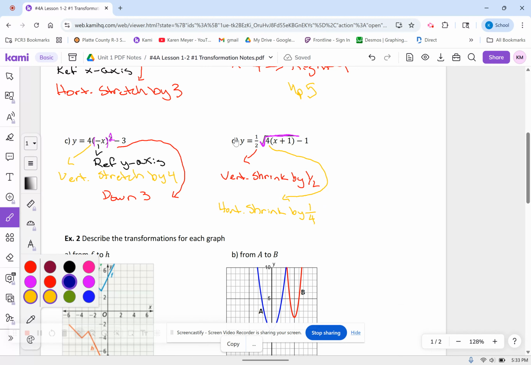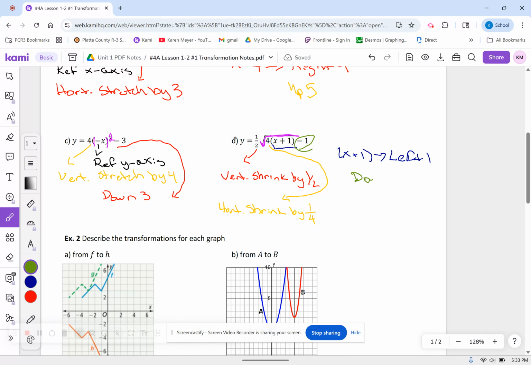Then the next thing I have is this x plus 1. X plus 1 is right or left movement, and right or left is always opposite. So in this case, you would say left 1. And then finally, the last thing is this minus 1. Minus 1 is up or down, and up or down is exactly how it looks, so I would say down 1.